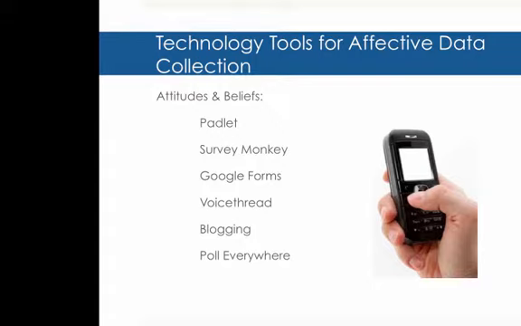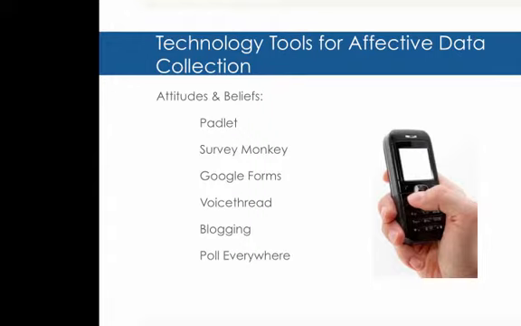So, those are some technology tools for affective data collection that you might want to check out. Padlet, which we've been using here, is a whiteboard tool that allows students to post kind of like sticky notes on a virtual whiteboard. Students can use SurveyMonkey or Google Forms. You can create a survey for students, not just about how well they like something, but about a topic of choice, and they can respond.